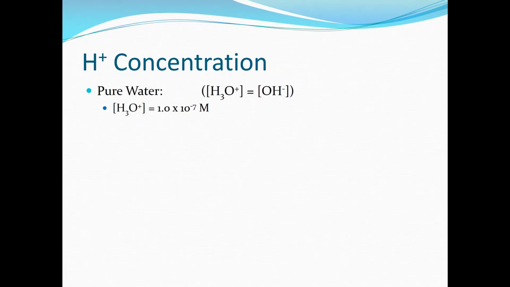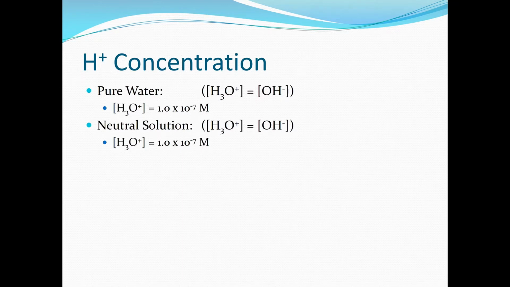So if we think about how we would look at different kinds of solutions, let's compare it to pure water. In pure water, we know we've got the same concentration of hydronium ion and hydroxide ion. We know that at 25 degrees Celsius, that concentration is 1.0 times 10 to the negative 7th. And so that's essentially how we define what a neutral solution is. A truly neutral solution would be a solution that, even though it might not be pure water, has the same concentration of hydroxide and hydronium ion.